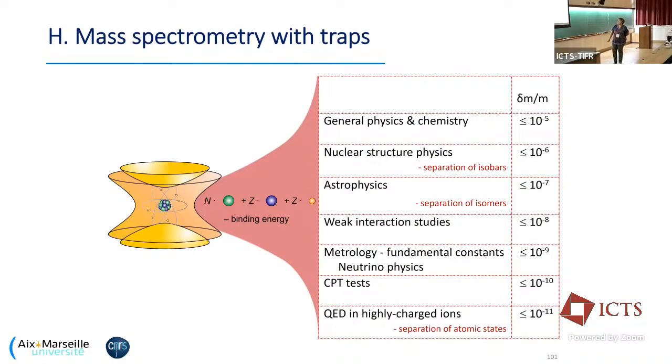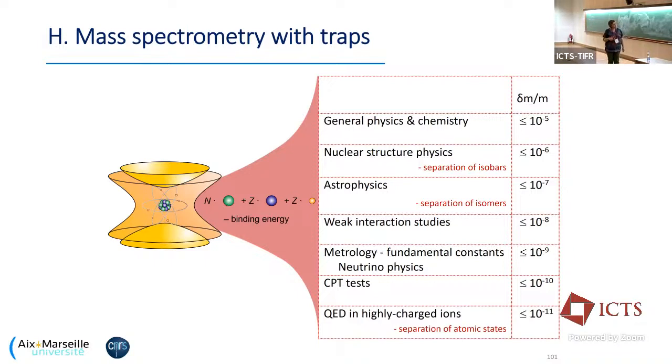So where are these mass spectrometry experiments used? Well, if we go down from above, precision is always relative. What do you call high precision? In general physics and chemistry, you always have precisions around 10 to the minus 5. If you go to the separation of isomers, for example, you need at least a precision of 10 to the minus 7 for your mass measurements.